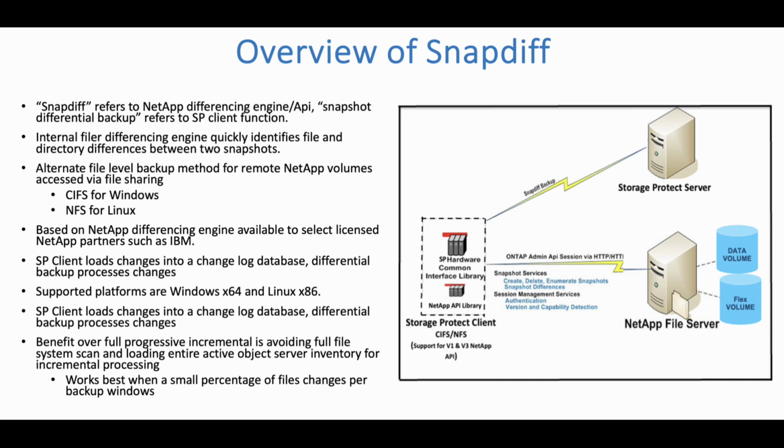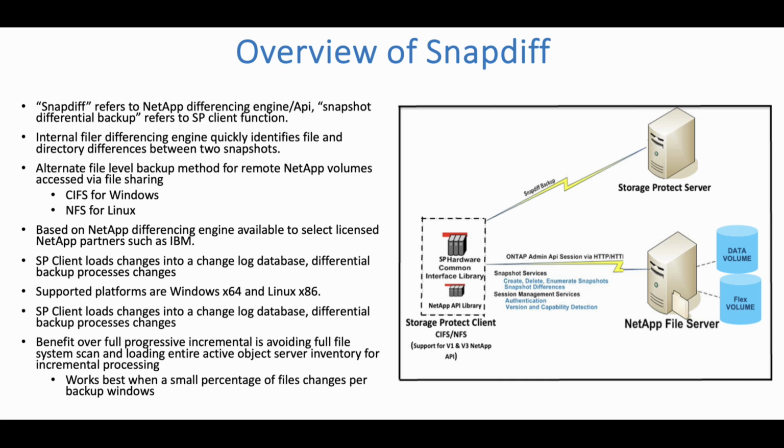And the term Snapdiff refers to the Netapp differencing engine that runs on the filer, and it derives differences from two provided snapshots very quickly and provides them over file sharing to the client. And the client loads these changes into a persistent changelog database, and that's what the differential backup process processes. And the benefit over a full progressive incremental is that the entire file system doesn't have to be scanned, which can be particularly painful since these volumes are remote and it's going over file sharing.